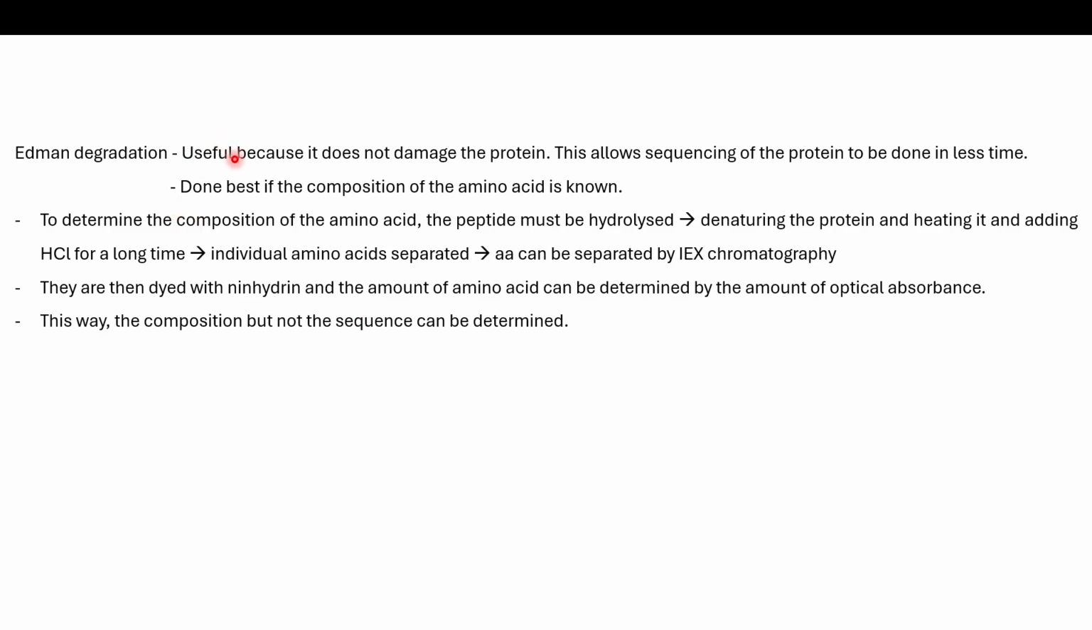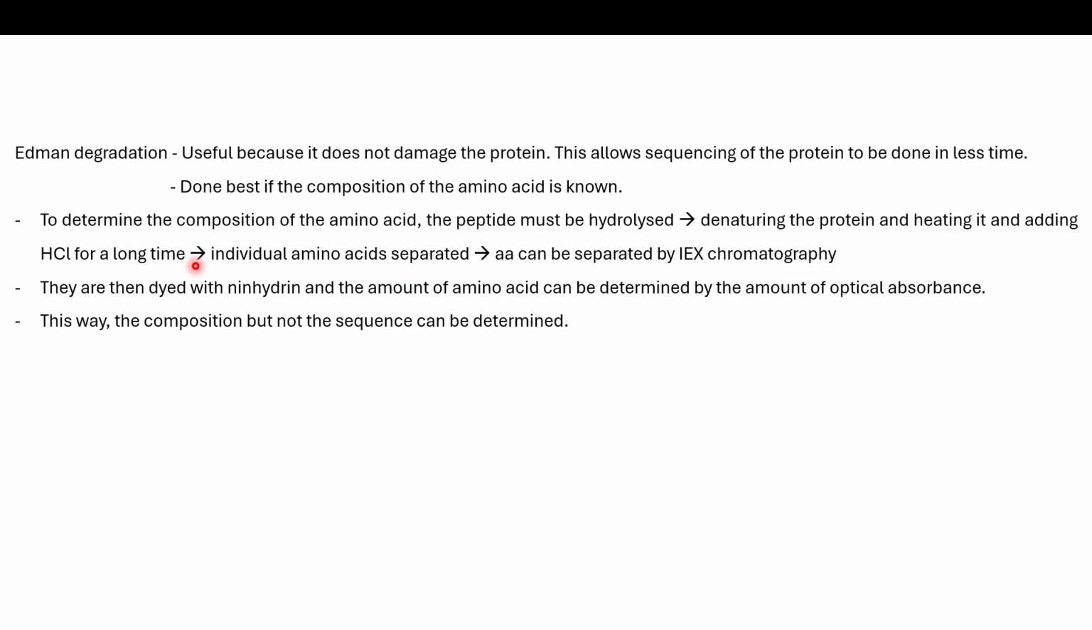So Edman degradation is actually useful because it is not damaging the protein. We are eventually removing one residue after the other. And this allows sequencing of the protein to be done in a comparatively lesser amount of time. And it is done best if the composition of the amino acid is known, definitely. And to determine the composition of the amino acid, the peptide needs to be actually hydrolyzed. And the protein has to be denatured by heating it and adding HCl for a long time.